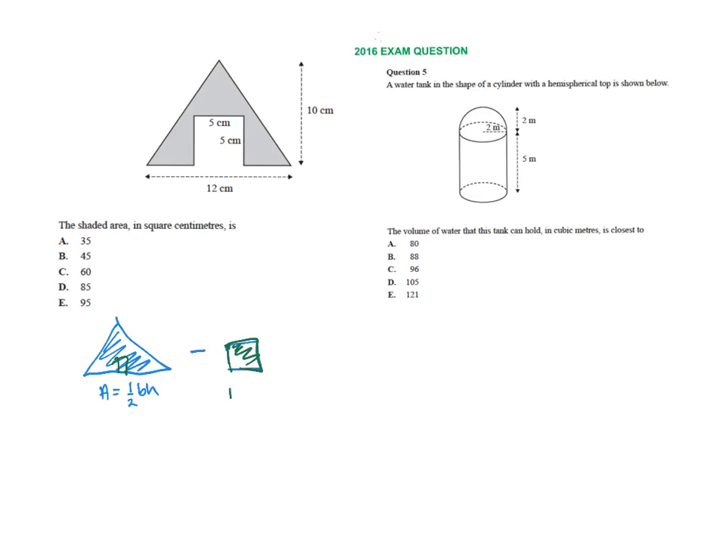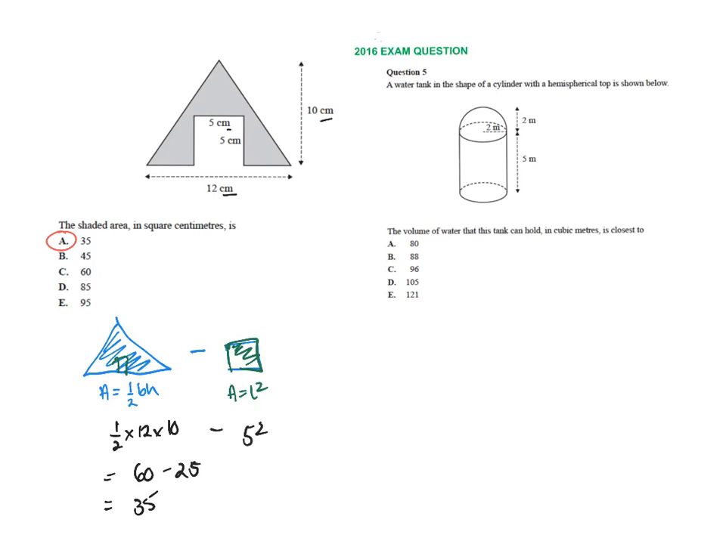So the area of a square is length squared. All you do is simply put in the data. So it's half times the base, which is 12, times the height, which is 10, and they're all in centimetres, so it's all good, minus 5 squared. So we end up with 60 minus 25, which equals 35. So we've got our answer there, 35.